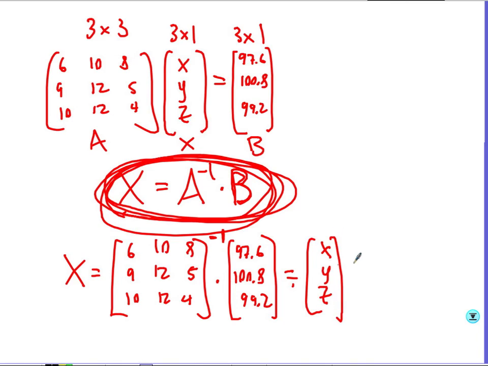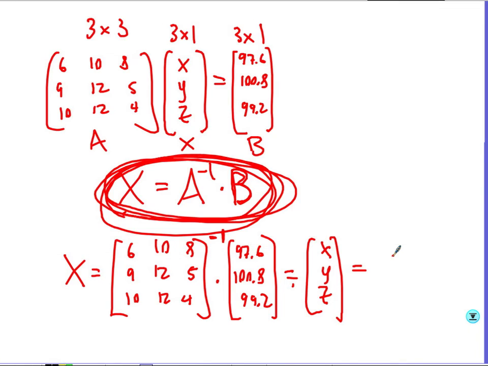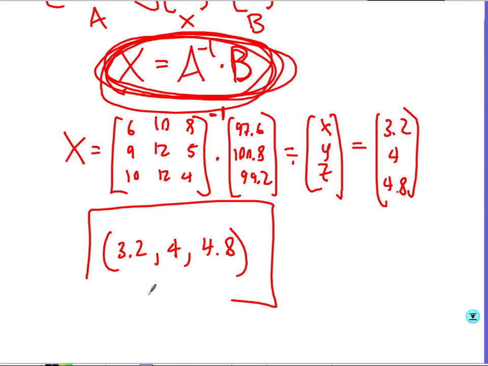When I hit enter, it gives me exactly my XYZ, which is equal to 3.2, 4, and 4.8. So since I have 3 variables, this is going to be an ordered triple. So my X is 3.2, my Y is 4, and my Z is 4.8. There we go.